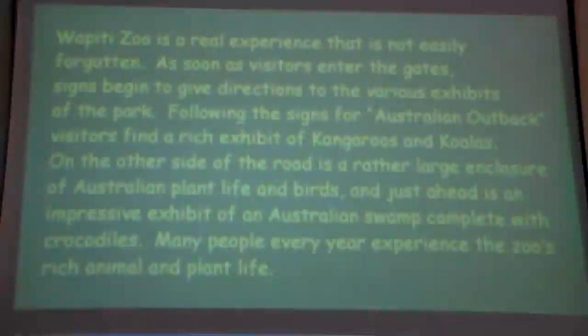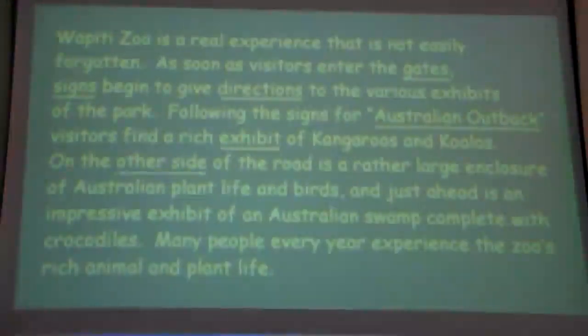Wapiti Zoo is a real experience that is not easily forgotten. As soon as visitors enter the gates, signs begin to give directions to the various exhibits of the park. Following the signs for Australian outback, visitors find a rich exhibit of kangaroos and koalas. On the other side of the road is a rather large enclosure of Australian plant life and birds. And just ahead is an impressive exhibit of an Australian swamp complete with crocodiles. Many people every year experience the zoo's rich animal and plant life.